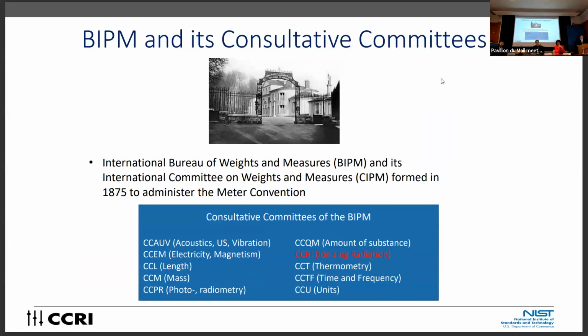The BIPM was formed in 1875 specifically to administer the meter convention. We heard this morning that there are several consultative committees of the BIPM that consult on the definition of different physical quantities. The one we're interested in, of course, is CCRI, which is responsible for the definitions for the physical quantities related to ionizing radiation.